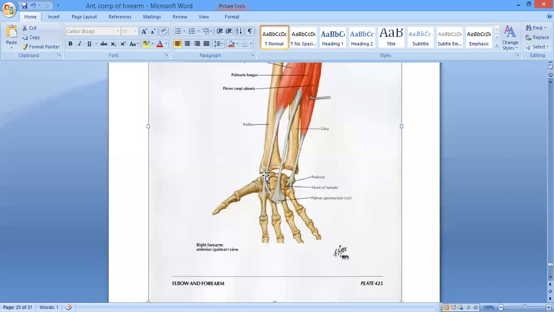So the surgical importance of palmaris longus is that it is used for tendon grafts. Okay, is it clear? The other one is flexor carpi ulnaris.